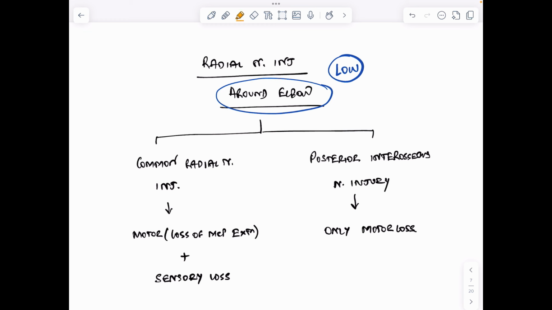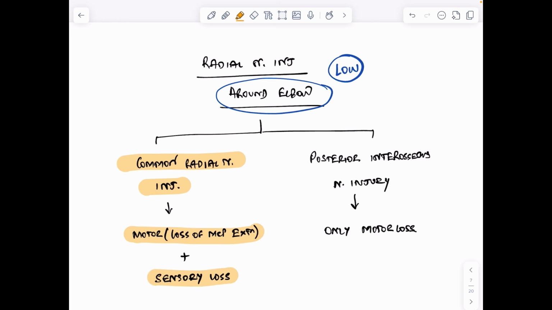So there are two possibilities. One possibility is injury to the common radial nerve, that means just above the level of the branching. In that case, there will be a motor loss, which will be loss of metacarpophalangeal joint extension only. Why? Branches to the wrist extensors are already being provided. Plus, there is going to be a sensory loss.